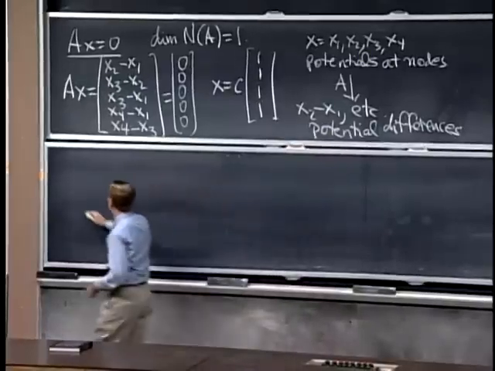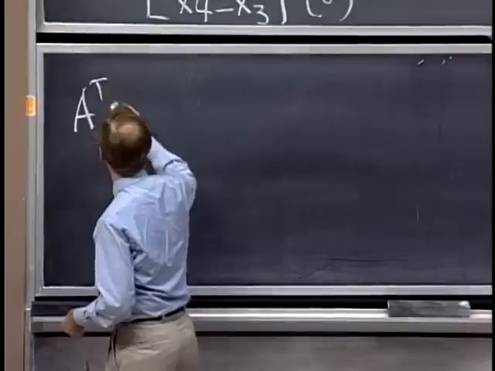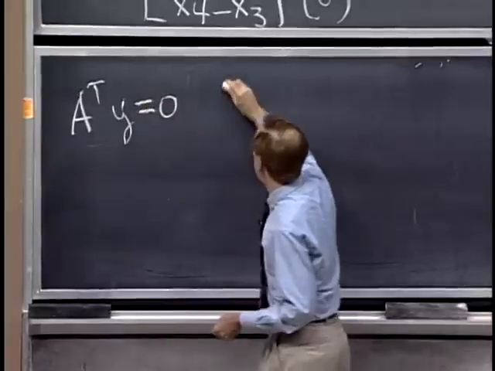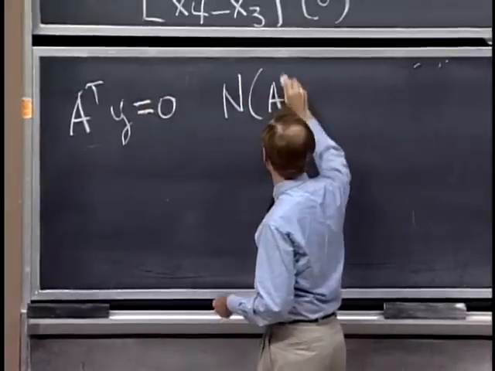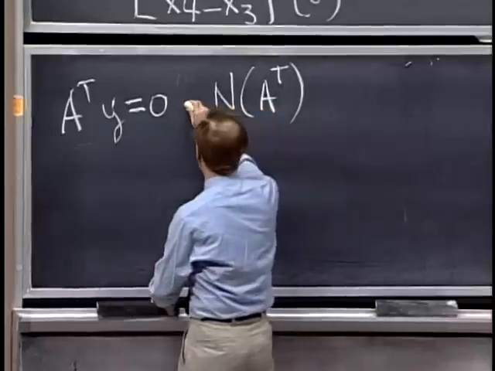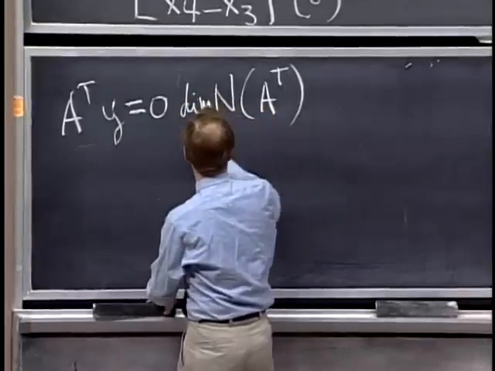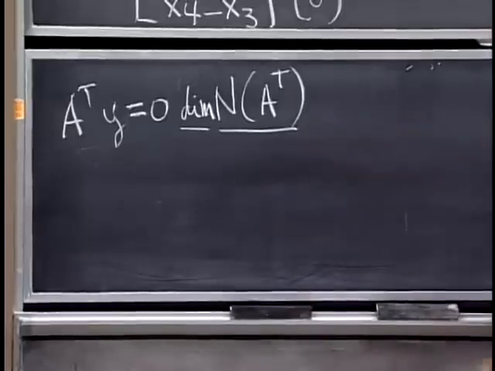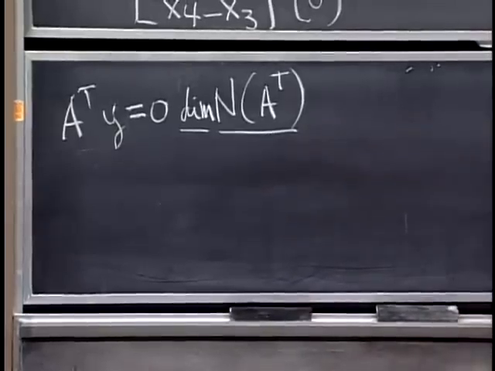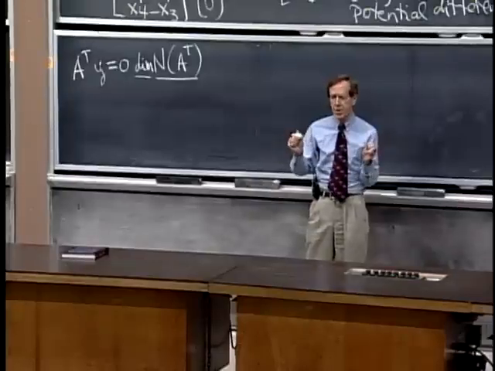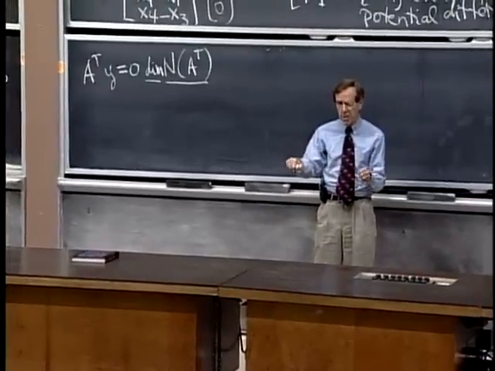Okay. So A transpose y equals 0. So now I'm finding the null space of A transpose. Oh, and if I ask you its dimension, you could tell me what it is. What's the dimension of the null space of A transpose? We now know enough to answer that question. What's the general formula for the dimension of the null space of A transpose?